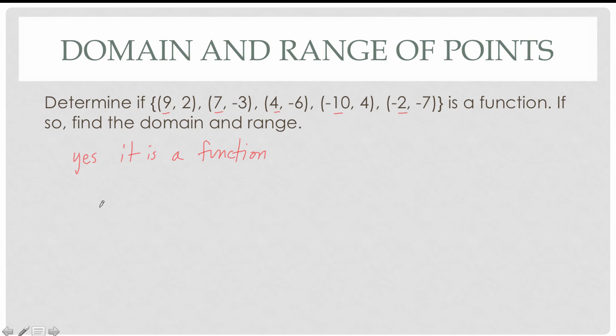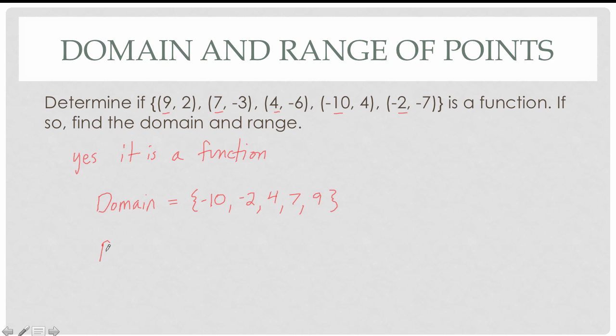Well, the domain is all the possible x values. So let's say domain. Which x values work for this function? Well, it looks like I got 9, 7, 4, negative 10, and negative 2. Let's write them in order. So negative 10 is the x value that gives me an output. Negative 2, 4, 7, and 9. For those 5 points, those are the x values that I'm specifically given that actually work in this function. I don't know about any other x values. I'm not given that information. So there's the domain, those five x values.